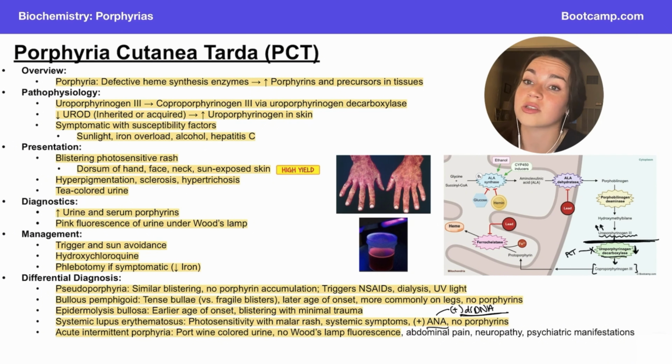And then in AIP, we also had a variety of other systems that were affected: abdominal pain, neuropathy, and psychiatric manifestations, to name a few. So let's wrap this up.